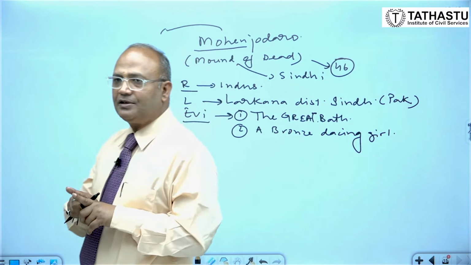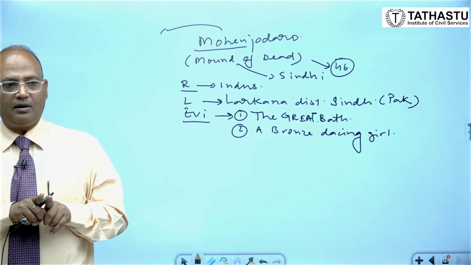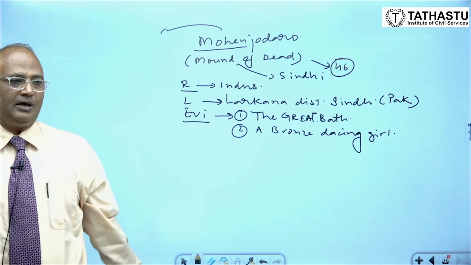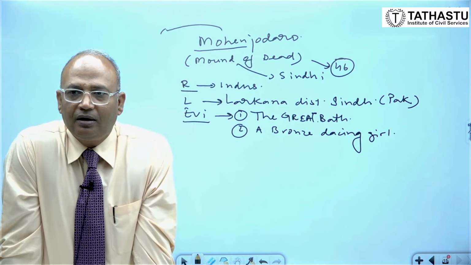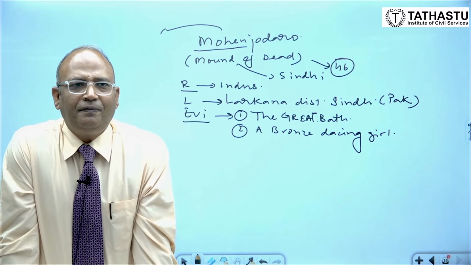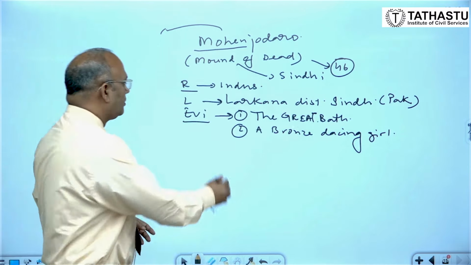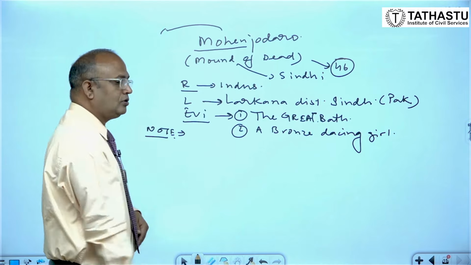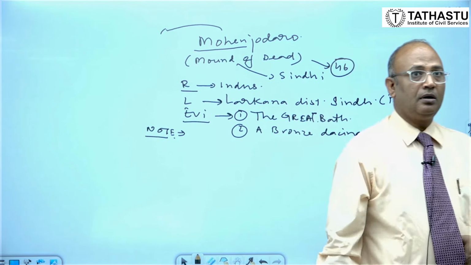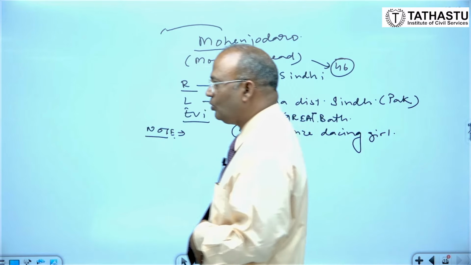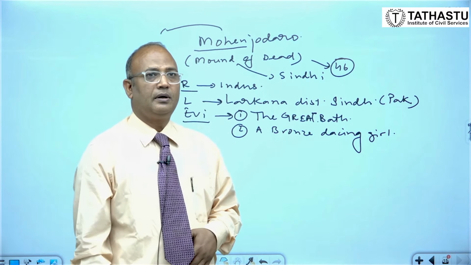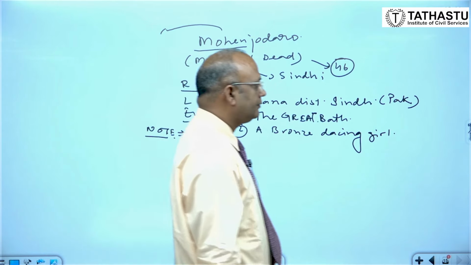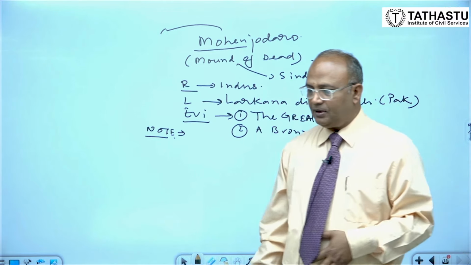Achha, what is the capital of this civilization? Write down anywhere: Harappa and Mohenjo-daro both are the capitals, joint capital of this civilization. Achha, capital, how are we judging? Some evidences are there, but later on. As a note, write down: Harappa and Mohenjo-daro were the joint capital of this civilization.